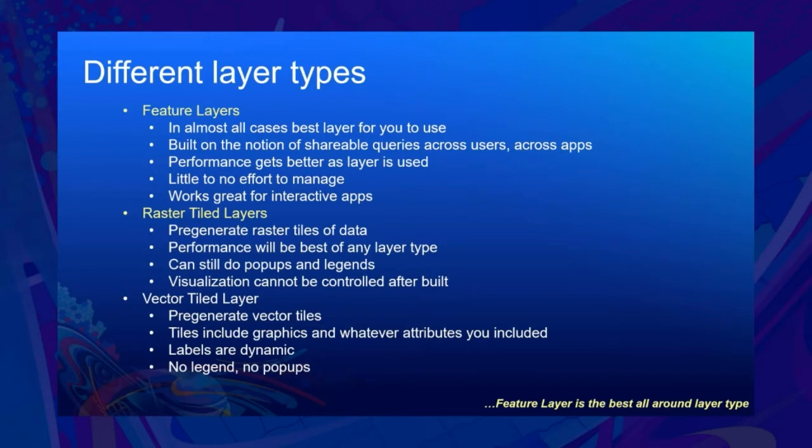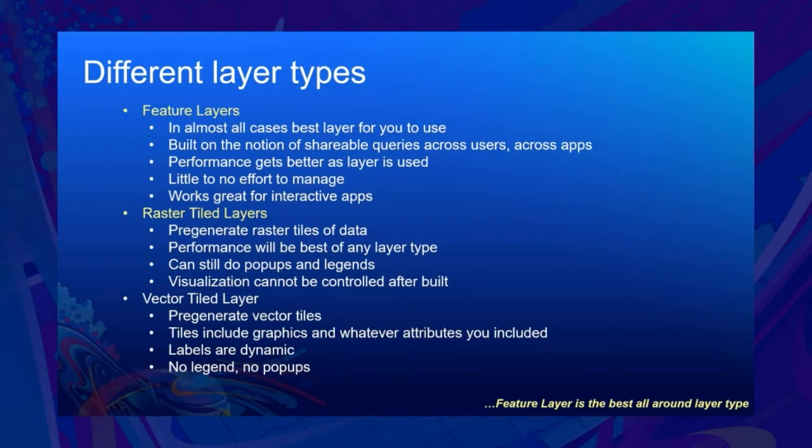So raster tiled layers are going to be your best bet if people have very slow computers, very slow devices. If you're really concerned about the smallest amount of data download and the best possible performance across any device or computer, I think raster tile layers may be that. Although with feature layers, it's going to be hard to get much better than the 30 milliseconds that we were seeing there.